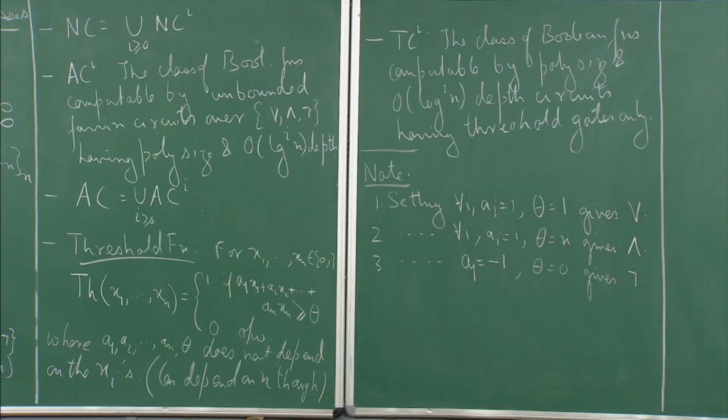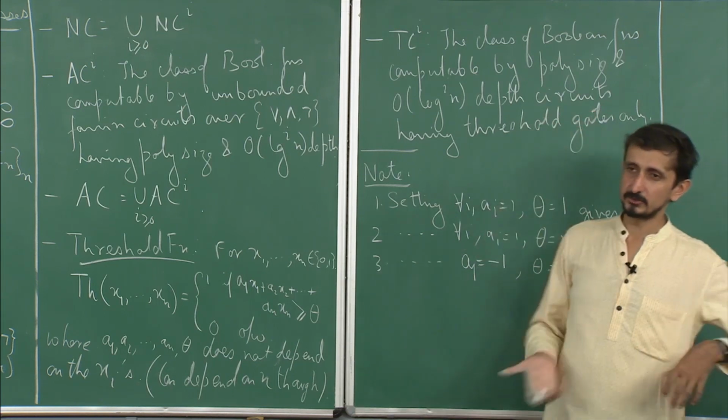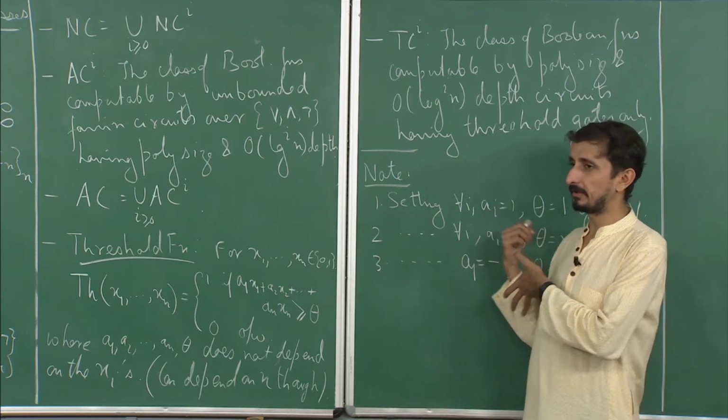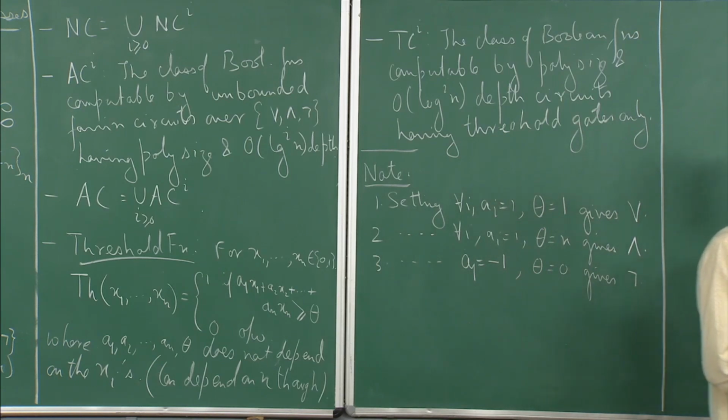No, a1 equal to 1 and theta equal to 1 will not give you a NOT gate. It will be 1 if and only if x1 is equal to 1, and it will be 0 otherwise, right? It will be the same thing. So essentially the point is that you can build any of these basic gates using threshold gates, and probably more.